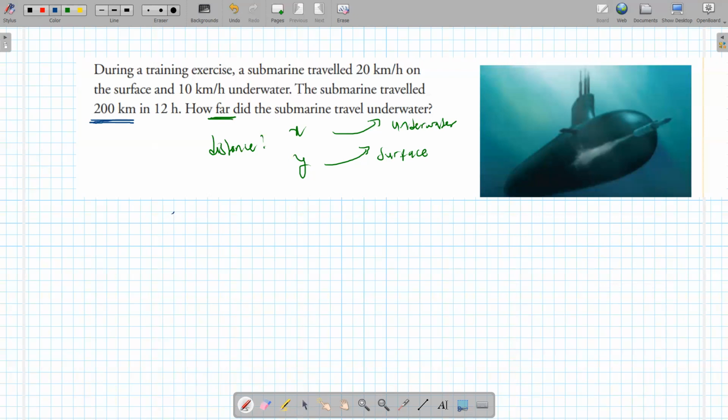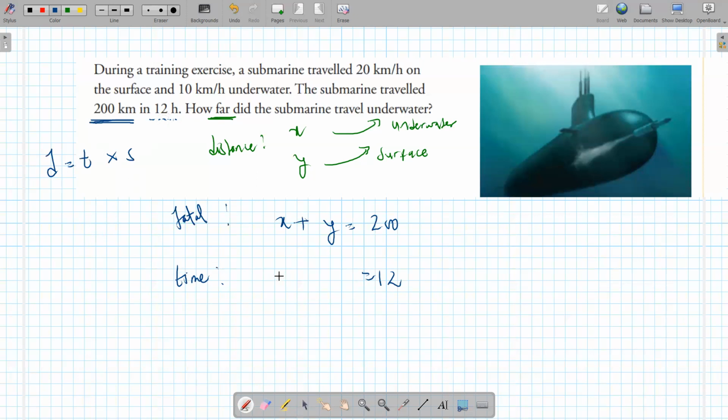That's the total distance traveled. X plus Y is 200. Now this one is a little bit weird. 12 hours. You see that 12 hours? Now the next equation is going to be time. It's going to be something plus something equals 12. Remember, distance is time times speed.